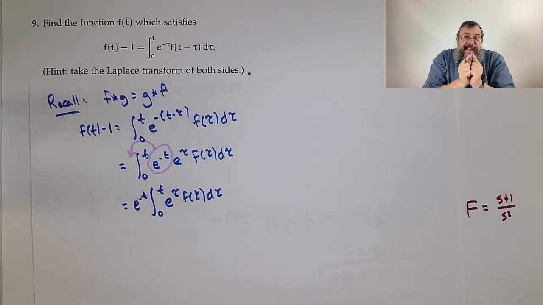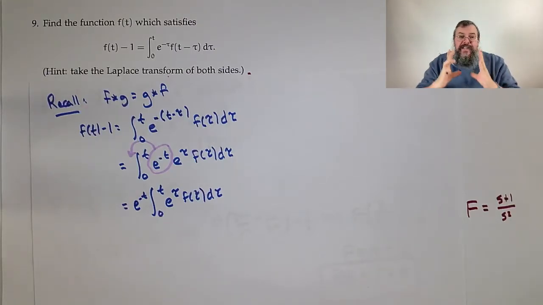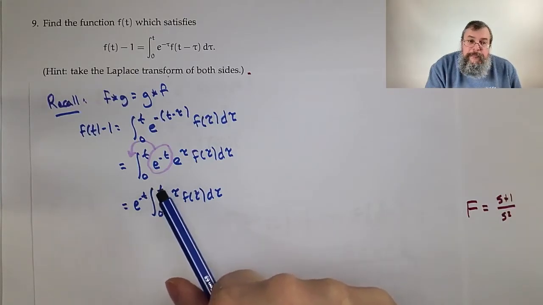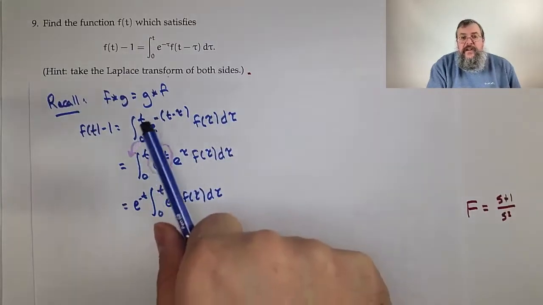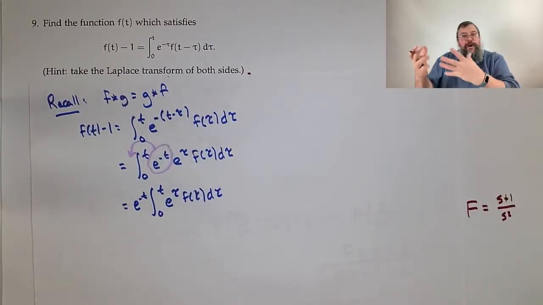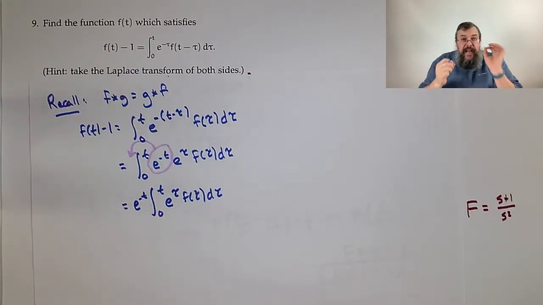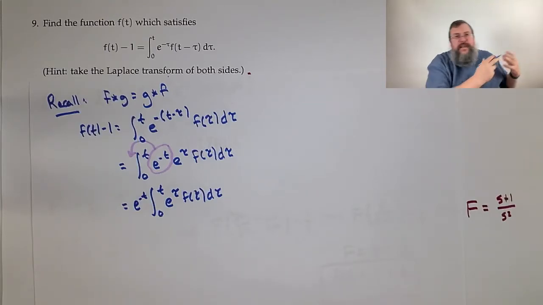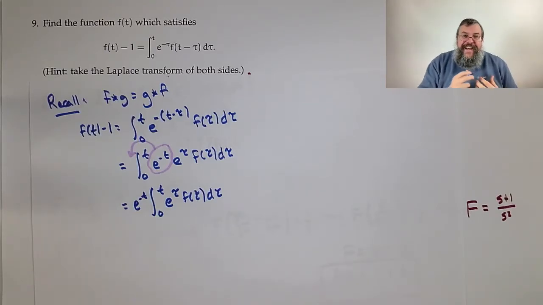I'm going to move that e to the minus t to the other side. And what I'm trying to do is isolate that integral so that the only place where t shows up is right there. See, when we started, t showed up on the inside of the integral. I'm trying to pull it out. That's what we were able to succeed at. We were able to pull the part with t completely out of the integral. And now I'm going to pull it all the way to the other side.